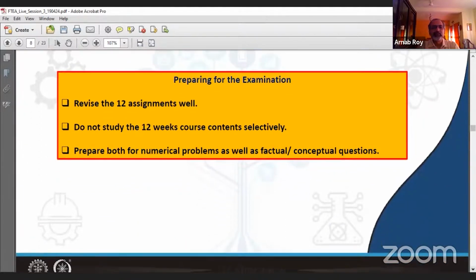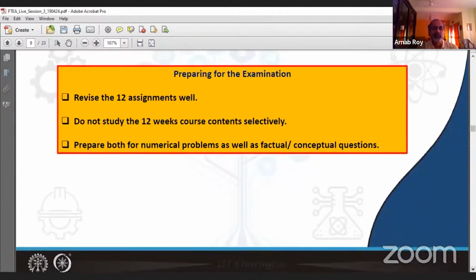While you prepare for the exam, revise the 12 assignments very well. I think I have already told a number of times over the last few minutes that this is extremely important, because this gives you not only the pattern of questions which you can expect, but it also gives you valuable practice of the contents of the course. And remember that at least a small fraction of the questions that you see in the final examination will be very much in line with the questions that you have come across in the assignments. So that will help you improve your score as well.